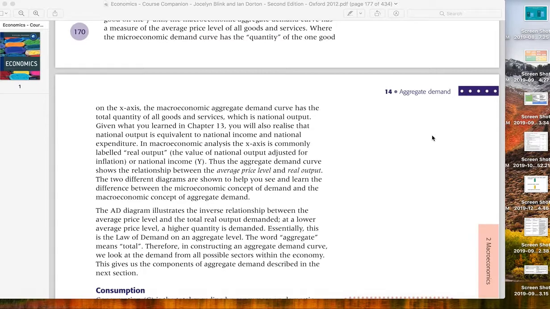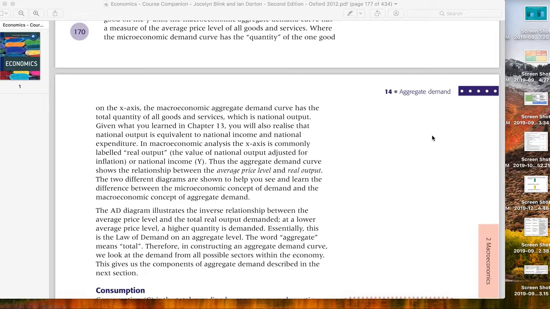You're going to realize that national output, and we talked about this back in chapter 13, is equal to the national income and national expenditure. So your entire national output is inclusive of national income and expenditure, money in and out. In macroeconomic analysis, the x-axis is referred to as the real output, the value of the national output when it's adjusted for inflation. Remember, anytime there's real, it means inflation has been adjusted. That way, if prices have gone up over time, it doesn't inflate our economy. And that's indicated by Y.